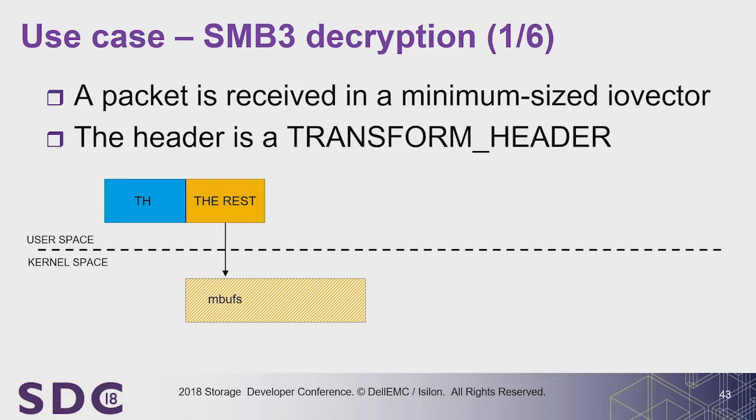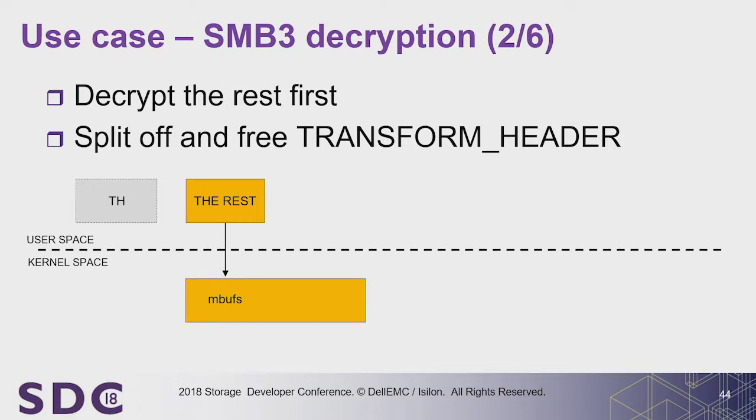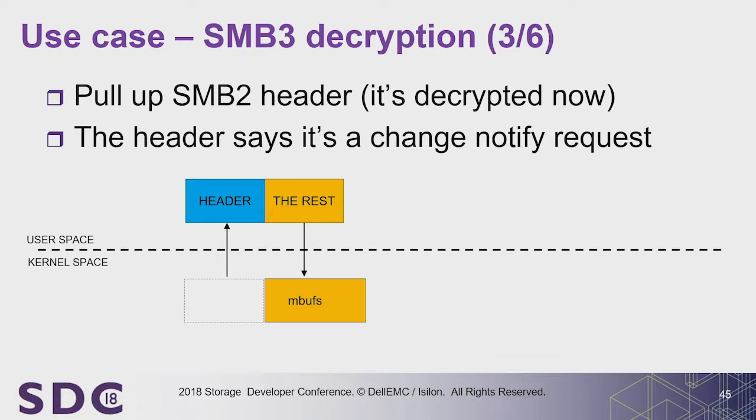But again, the encrypted data is going to be decrypted in the kernel, so we don't have to touch it in the user space. We don't need to, for instance, use the OpenSSL library and pull up everything, do the processing, and go over again. So we do the decryption, split off the transform header because at this point it's really no longer needed. Then we pull up the SMB2 header because the rest that we have in the kernel buffers is now regular, I mean, this is unencrypted SMB2 traffic.